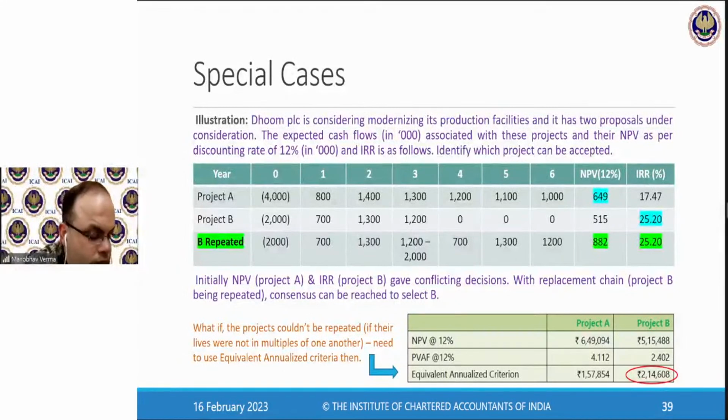Okay. So Dhoom PLC is considering modernizing its production facilities. It has 2 proposals under consideration. Expected cash flows associated with these projects and their NPV with a 12% discounting rate are as follows. And the question is, of course, which project can be accepted? So if you see project A and B, guys, do you see a situation here?